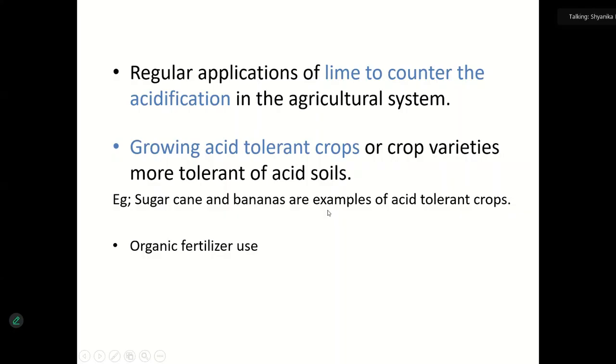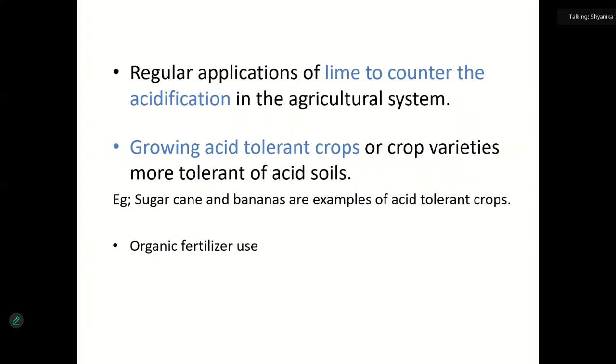And we can actually apply lime. Regular application of lime will neutralize the soil or increase the soil pH, right? So it is a good method for application of lime.